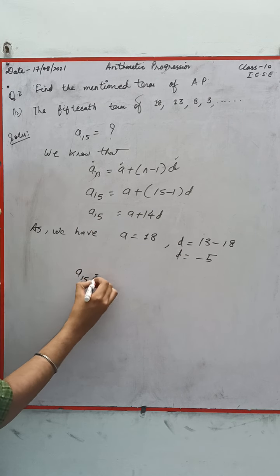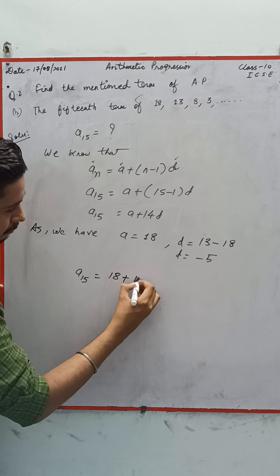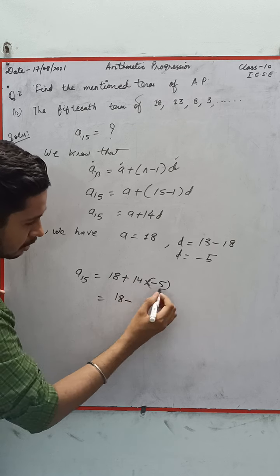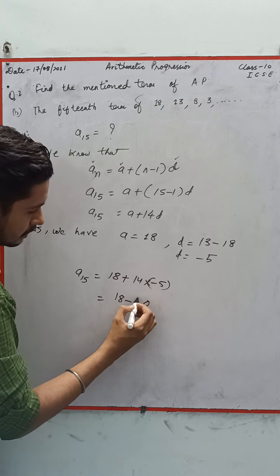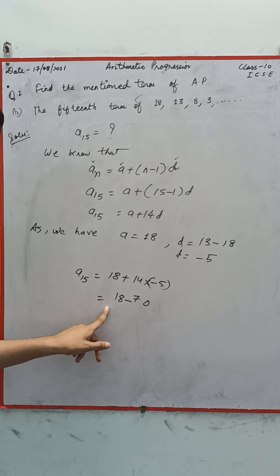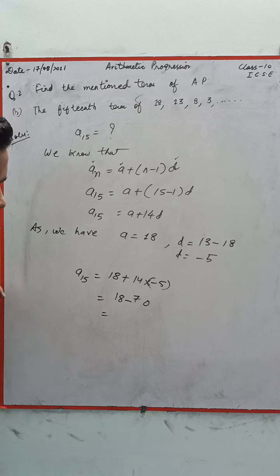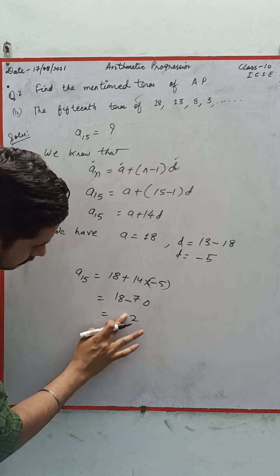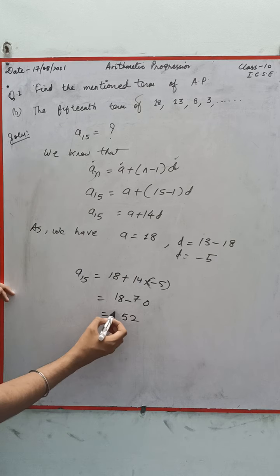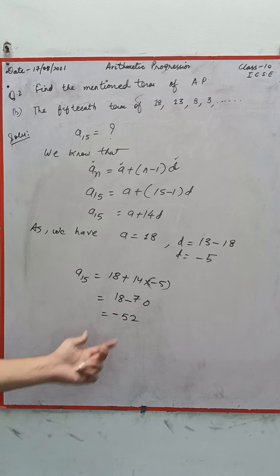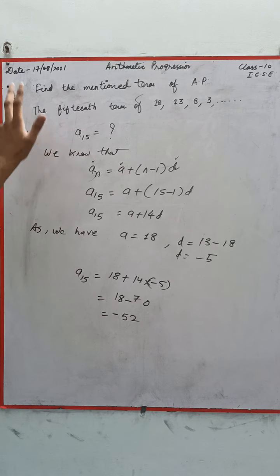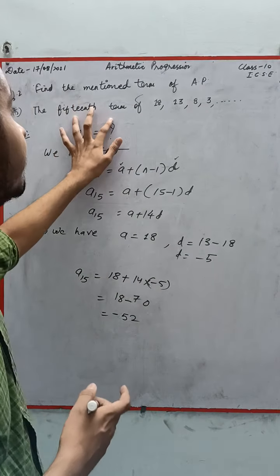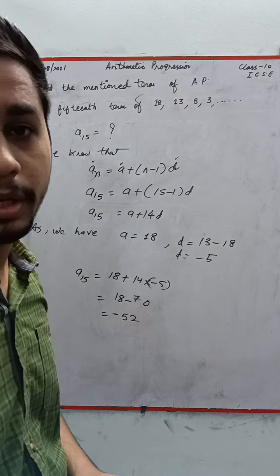So put a and d here. So A15 is equal to a plus 14 into d. So plus minus minus 14 into 5, it will give you 70, okay. So 18 minus 70, what will be 18 minus 70? It will be, I guess, minus 52. So this is the answer. Now similarly, with the same criteria, do the other questions. They have properly asked you that you will find such terms in the series, okay. So do this.